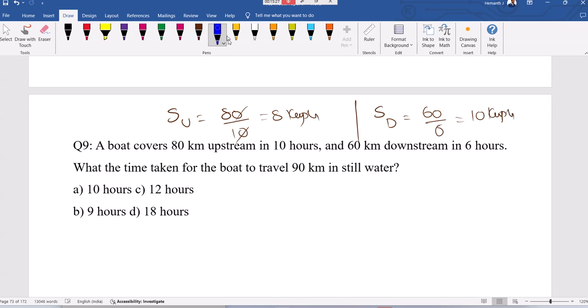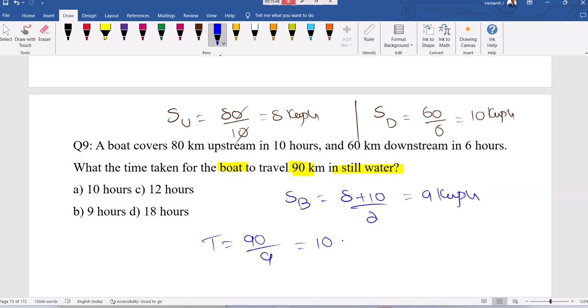Now, what is the speed of the boat in still water? Adding those two and dividing by 2, which is 9 kilometers per hour. Now the question: to travel 90 kilometers using the speed of the boat in still water, the time taken is nothing but 90 divided by 9, 10 hours. See, basic question, right?